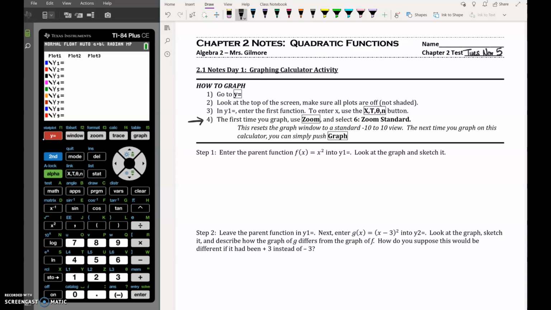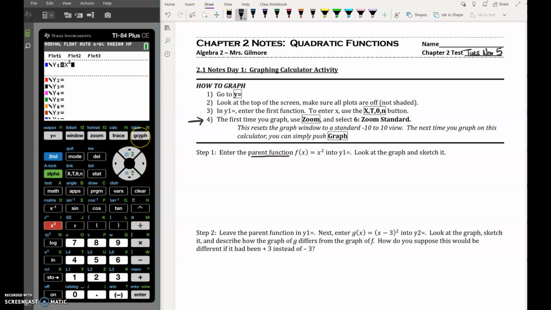So we're going to enter the parent function. A parent function is the simplest type of that particular function. So quadratic functions involve x squared. The simplest equation that we can look at involving x squared is plain old y equals x squared. So in y1, we're going to type in x squared, not log, x squared. Your square button is currently highlighted in red. It's diagonal up from the 7. It's easier than pushing the exponent button and then a 2.